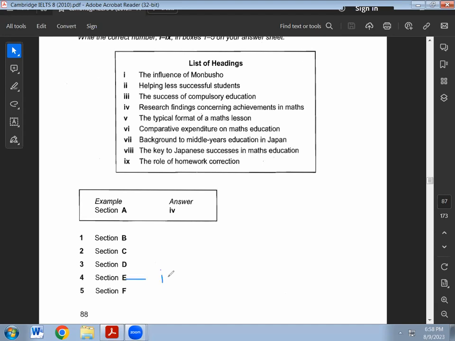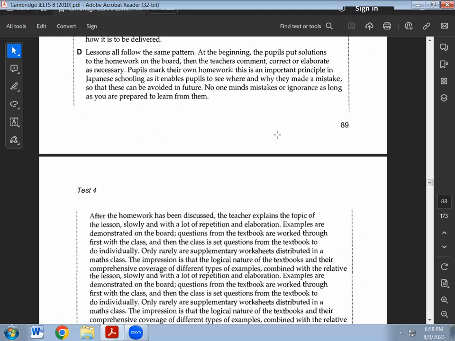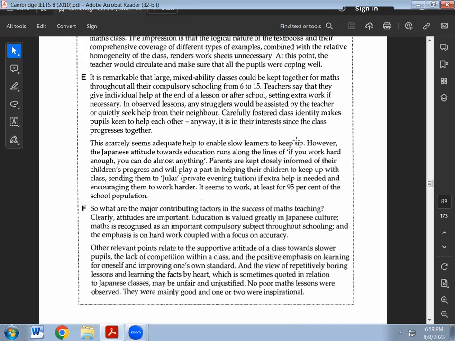Okay. Now the last one, section F, going back to F and reading only the first sentence and looking for the keyword. So what are the major contributing factors in the success of maths teaching? I got my keyword. What is factor? And then another keyword is success. So factor is what? Key. Reason, cause, factor. So that's it.